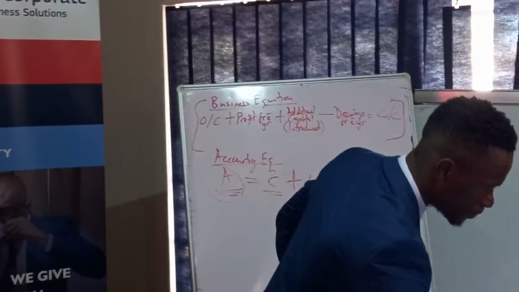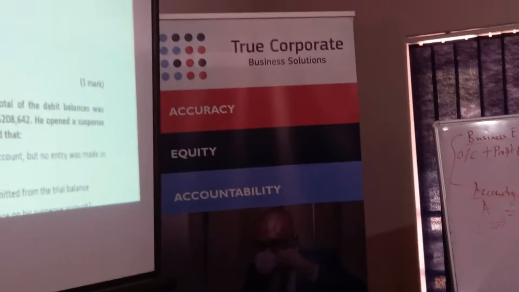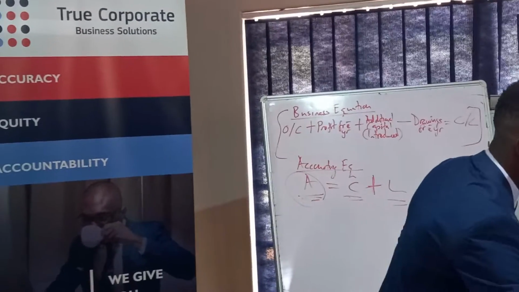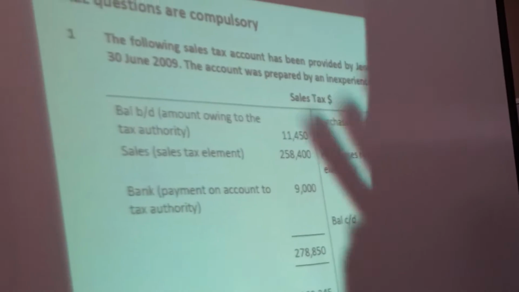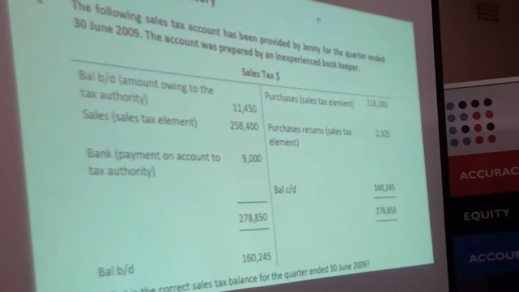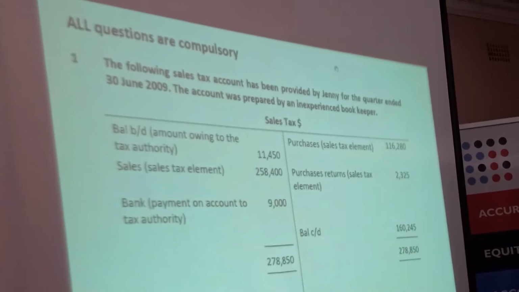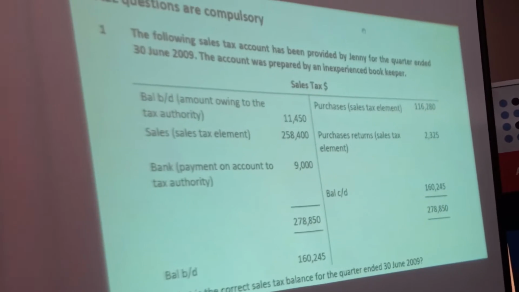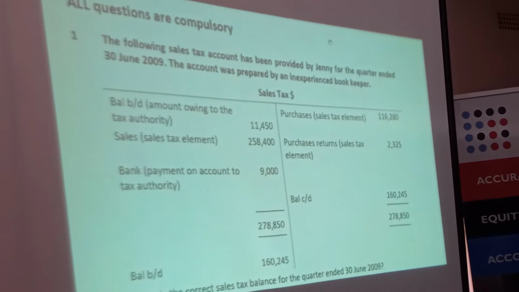I'm going to do multiple choice questions. Alright, I think it's best. Anyway, let's start with number one. So let's just follow the order. Number one, sales tax.